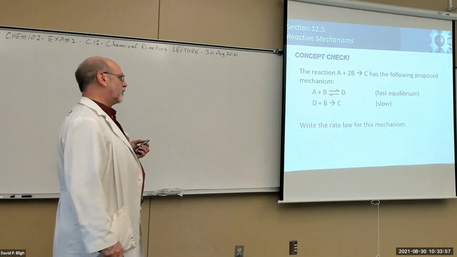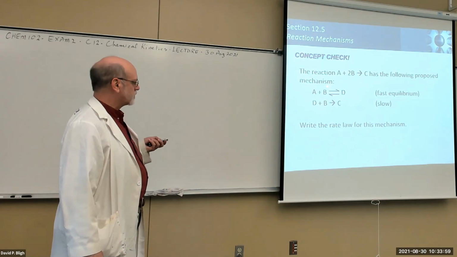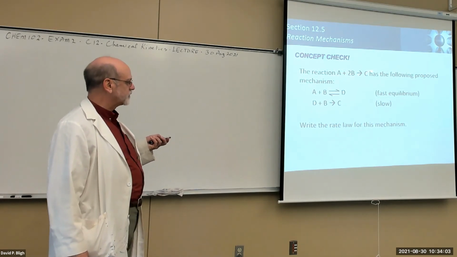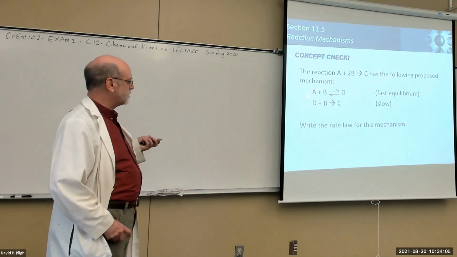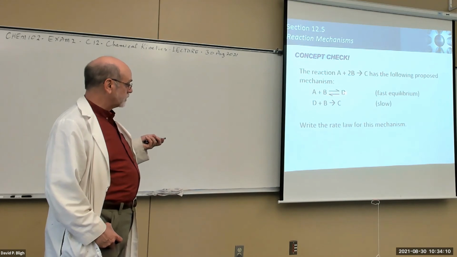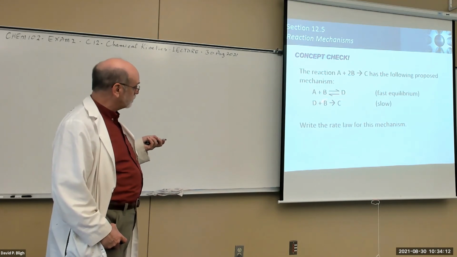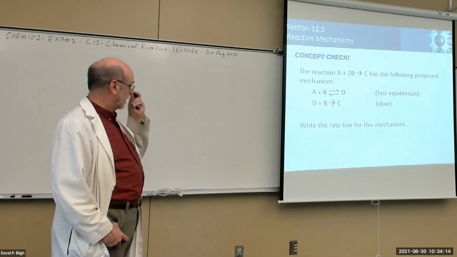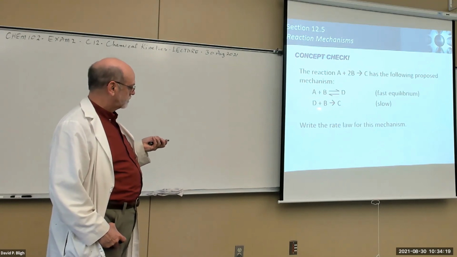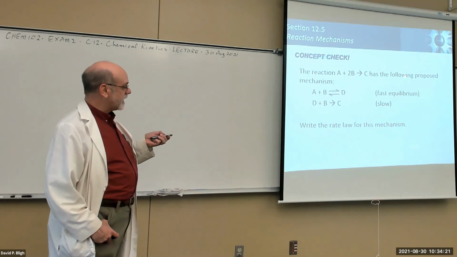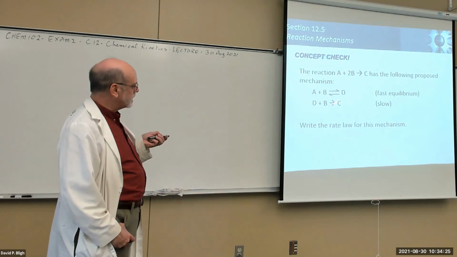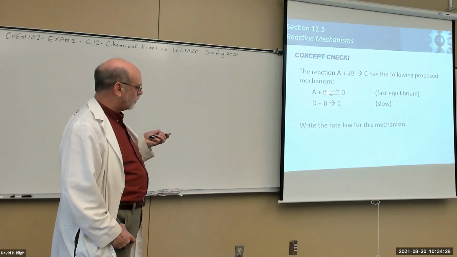Okay, example. Let's say we have this reaction. Some chemical A plus 2 B's yields C. And we propose this mechanism. A plus one of the B's yields D, and then the D combines with the other B to make C. And we're saying that this one is the slow reaction. Right? This one is the fast equilibrium, which means we haven't even discussed equilibrium yet. But what it means is it goes backwards and forwards really fast.